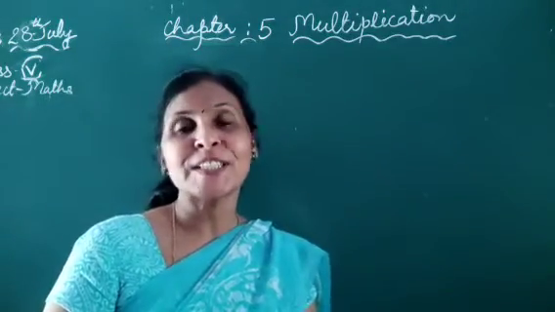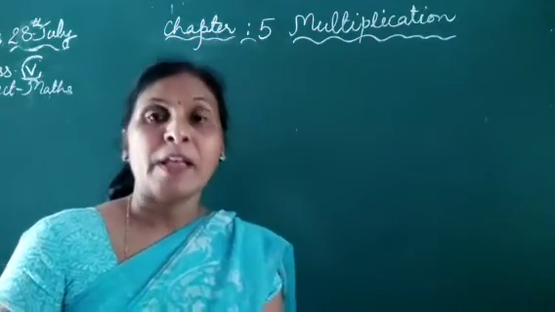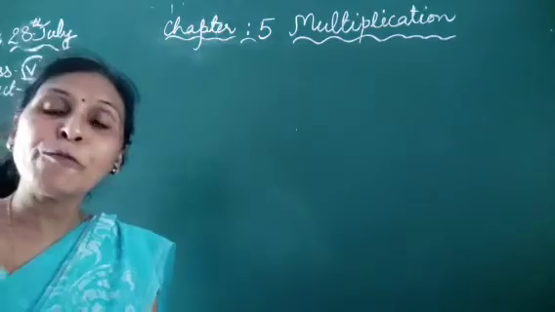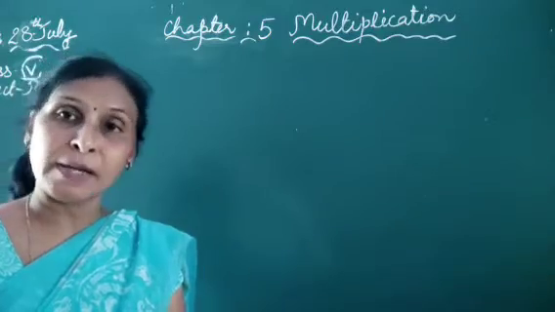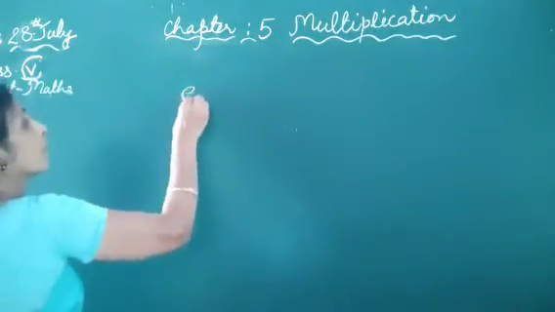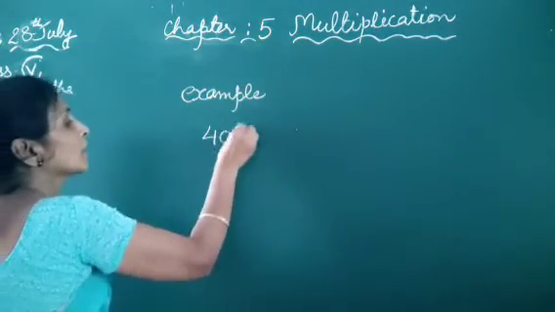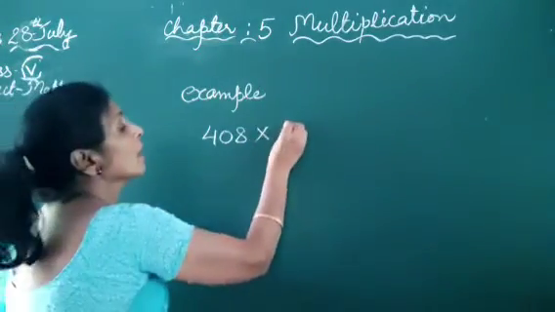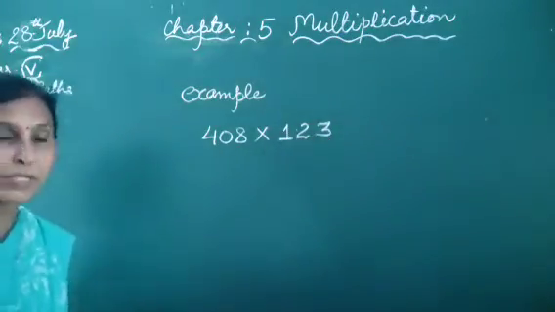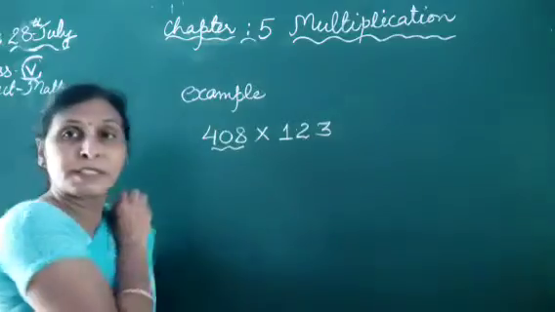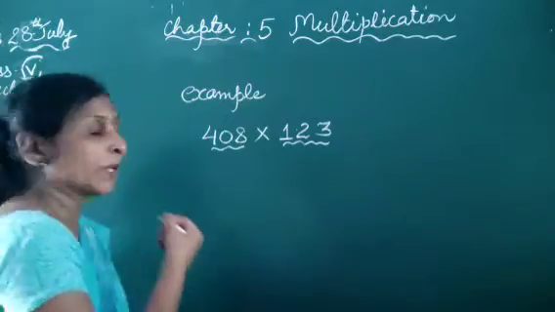Good morning, dear students. Today I am going to start Activity 5. Let's see examples of how we multiply a 3-digit or 4-digit number by a 3-digit number. Here, a number is multiplied by 123. Here the 3-digit number is multiplied by a 3-digit number. How do we multiply it? Now look at the board.